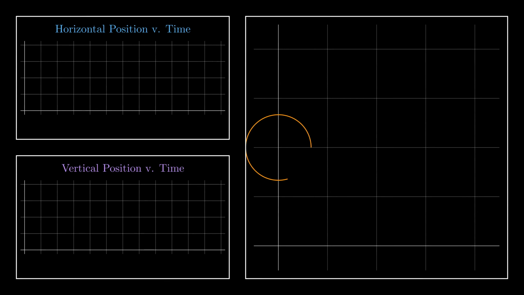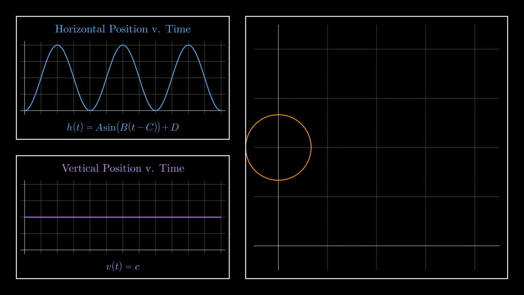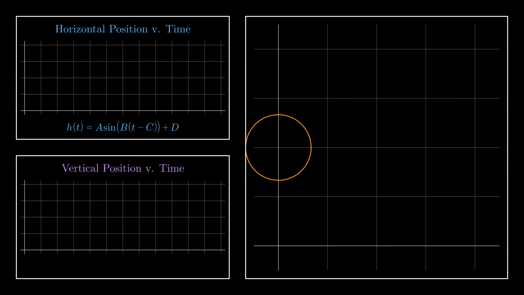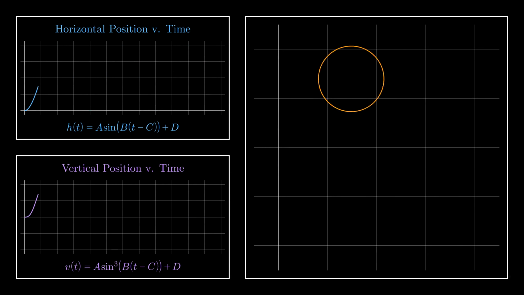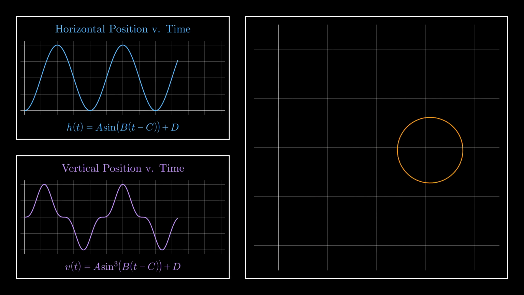Any object moving in two dimensions has a horizontal and a vertical component. Each can be graphed separately against time. Here, the vertical position is constant, while the horizontal is sinusoidal. We could run the same animation with a vertical position that is cubic sinusoidal. But I don't know of any objects that actually move like this.